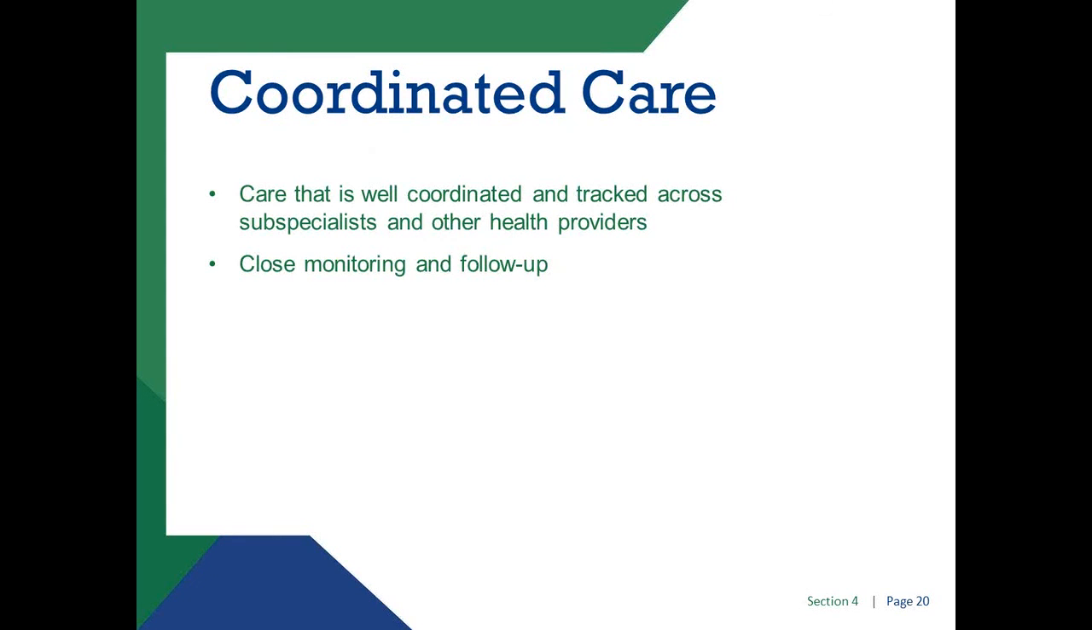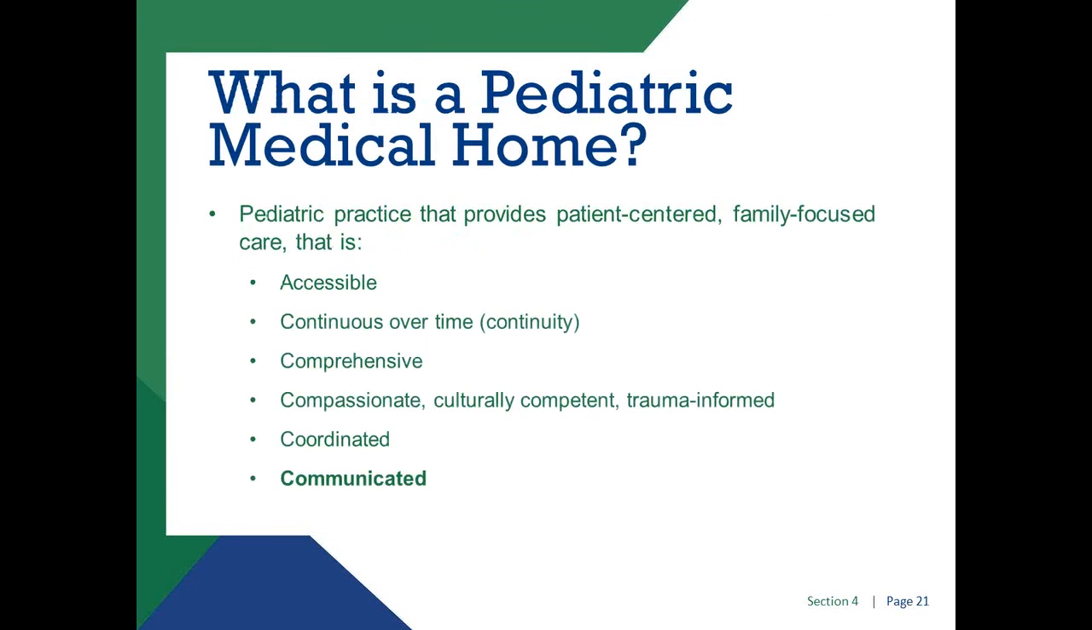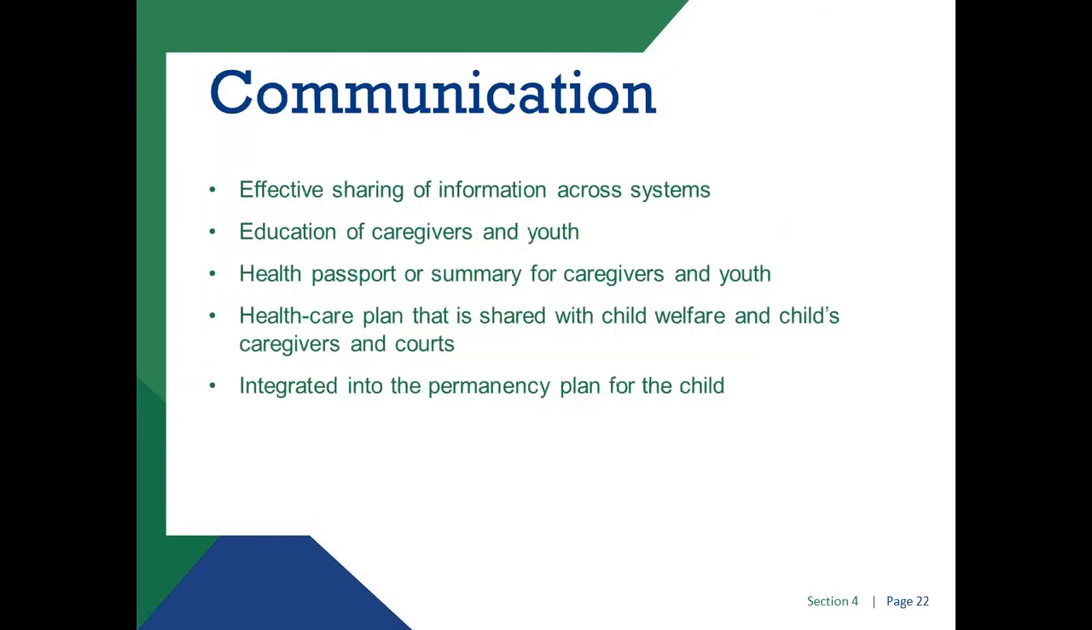And then the last item on the list is communication, and this is really where the partnership with child welfare comes in. So on the next slide, this is really effective sharing of information across systems, and this is bidirectional sharing of information because we need information from child welfare also. We really need to understand the trauma context that this child has experienced and whatever strengths and needs that child welfare may know about.